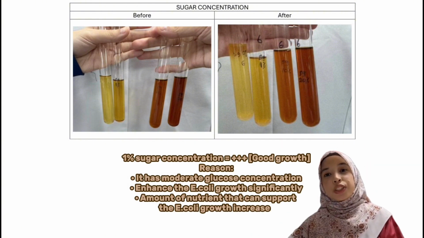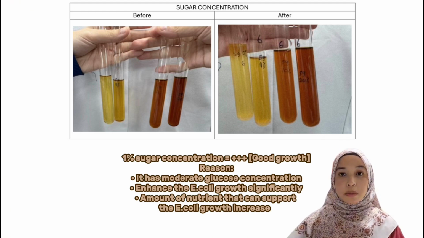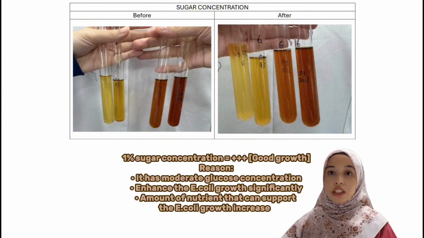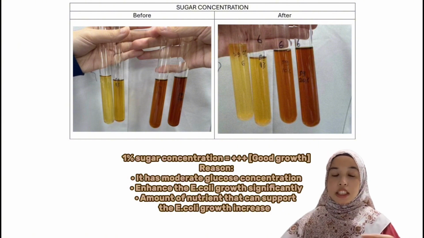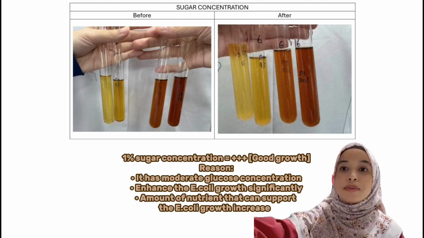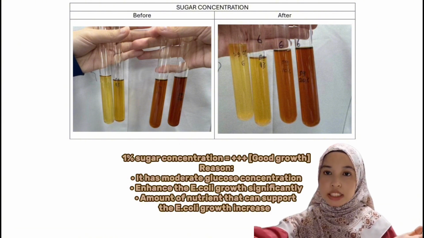In 1% sugar solution, there is good growth. This is because it has moderate glucose concentration, which can enhance the E. coli growth significantly. It also has the amount of nutrient that can support the growth of E. coli. That's why the E. coli growth increases.